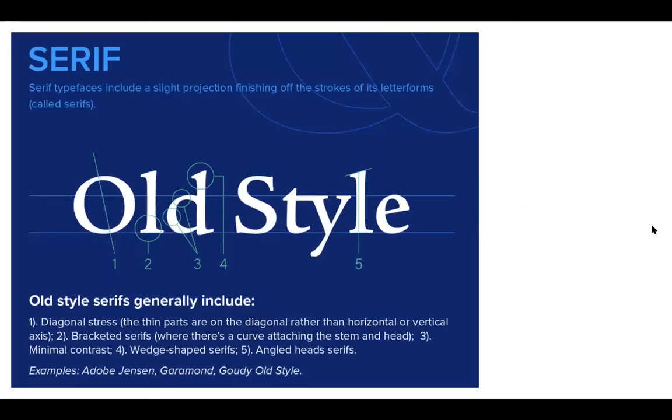So serif typefaces include a slight projection finishing off the strokes of their letter forms called serifs. They generally include diagonal stress, the thin parts on the diagonal rather than the horizontal or vertical axis, right? See this right here. Bracketed serifs, where there's a curve attaching a stem and a head, right on the bottom of that L. You're also going to see minimal contrast. See, the contrast here isn't too big. And then you're going to have wedge-shaped serifs right there, as we see. And finally, angled head serifs, as we see there.